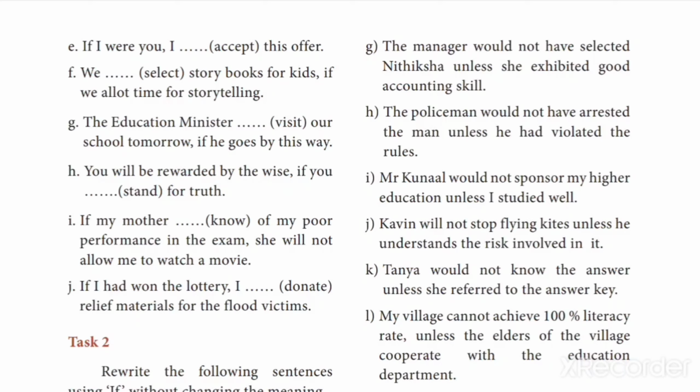So the answer is, if I had won the lottery, I would have donated relief materials for the flood victims. So the V1 given within the bracket here is donate, and so the entire sentence is, if I had won the lottery, I would have donated relief materials for the flood victims. Let's move on to task 2.